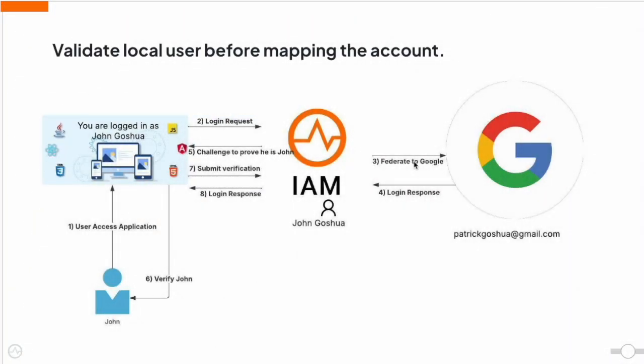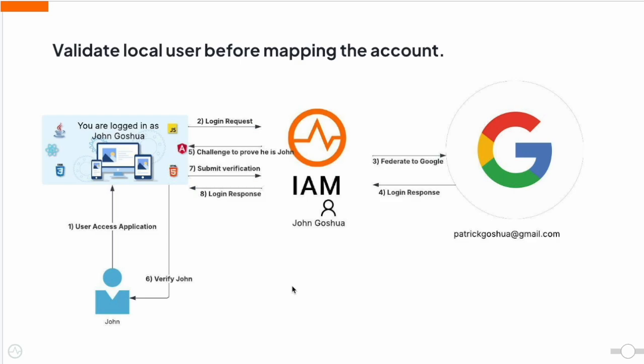Let's move on to the third use case. The third use case is validate local user before mapping or linking the account. So essentially what is happening is when you have a matching attribute with the local user as well as the Google user, you are going to prompt the information that there's an existing local user to the user, and then get consent and also prove that you are actually the owner of the local account by accepting a challenge. So this challenge can be anything.